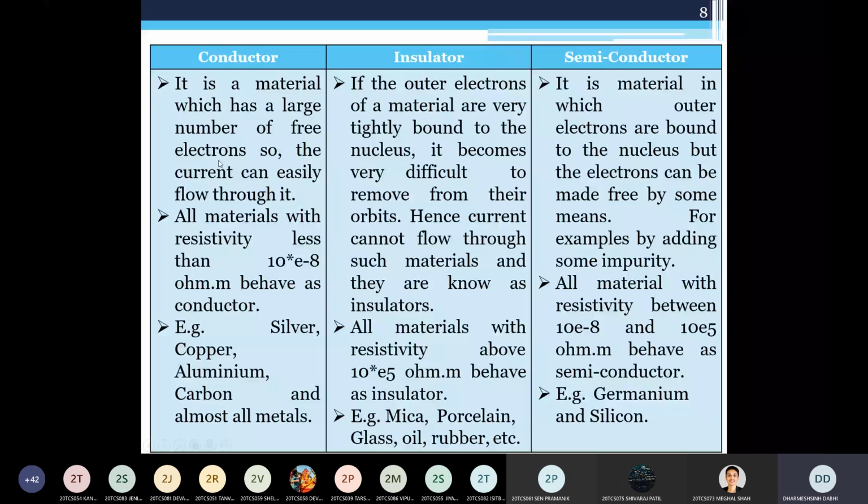So that it does not need any external energy to flow the electrons. Clear? Yes, sir. All of you got this answer? So this is the main difference between conductor, insulator, and semiconductor. I hope it is clear to all of you.